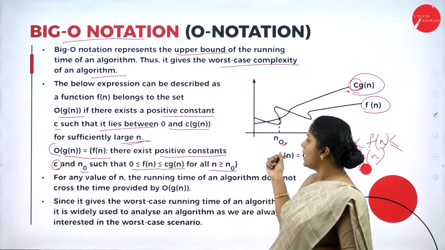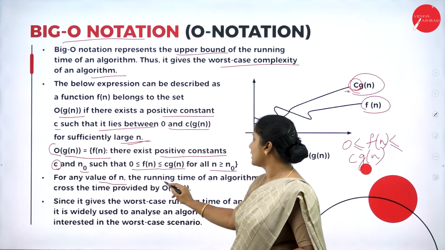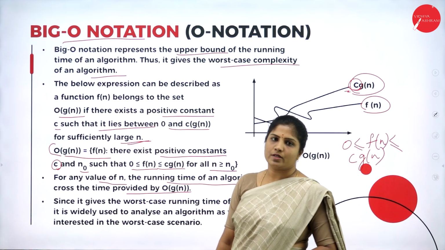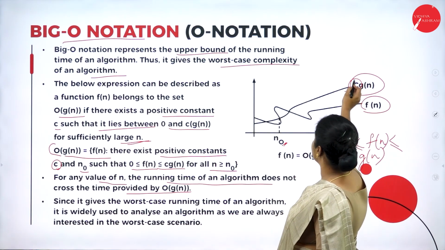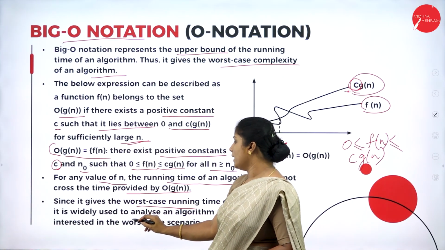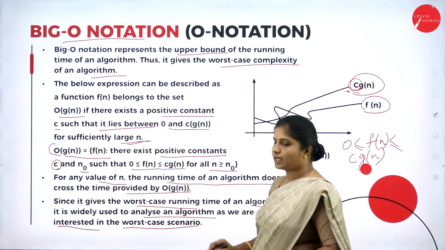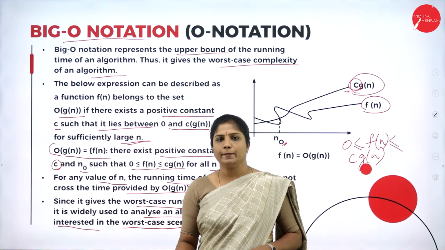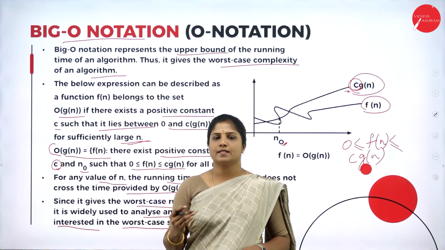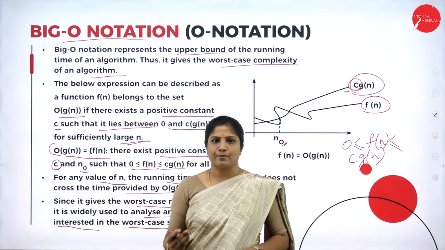This is how we can express the worst case of an algorithm. For any value of n, the running time of an algorithm does not cross the time provided by big O of g of n. Since it gives the worst case running time of an algorithm, it is widely used to analyze an algorithm, as we are always interested in the worst case scenario. Whichever algorithm we take, firstly we will look into the worst case analysis: how much time the algorithm takes to execute.